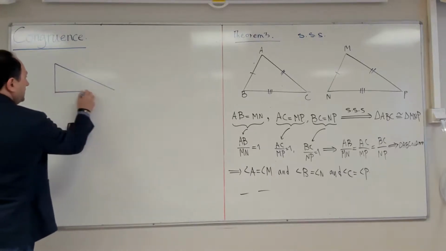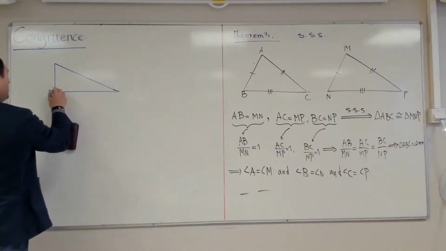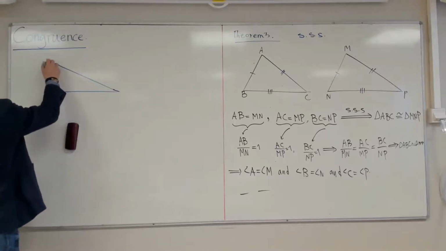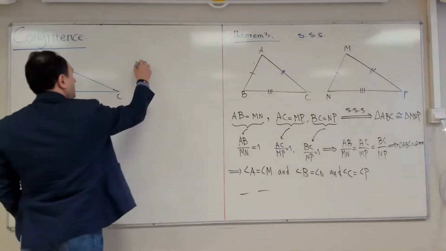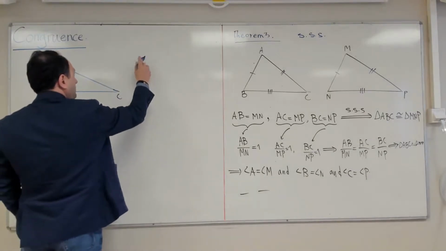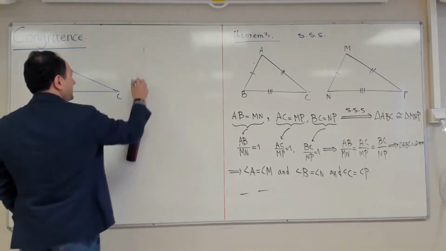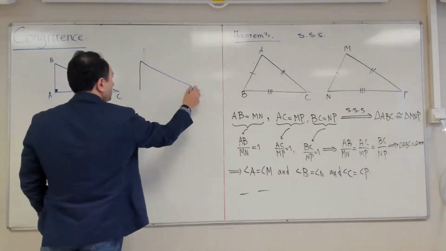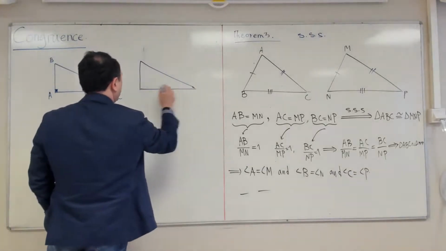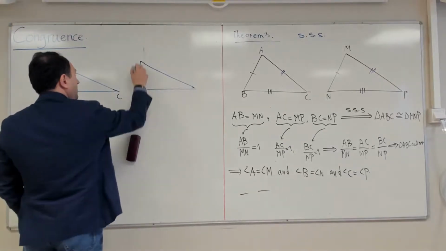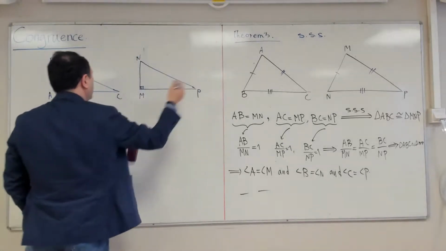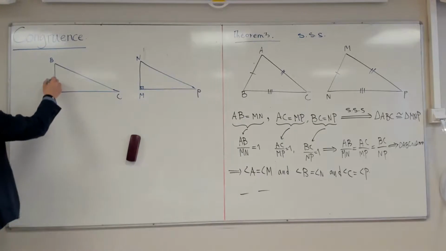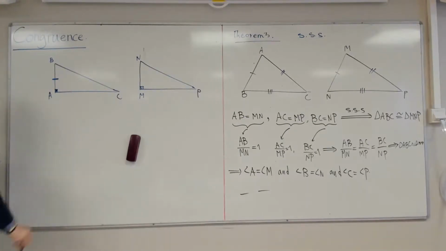Okay. So here, I give you a right angle triangle. Let me call it ABC. And I give you another one. Of course, I have to draw it exactly the same because at the end, it becomes the same. But let me just pretend that we don't know. So M and P. I tell you that I measure this AB.